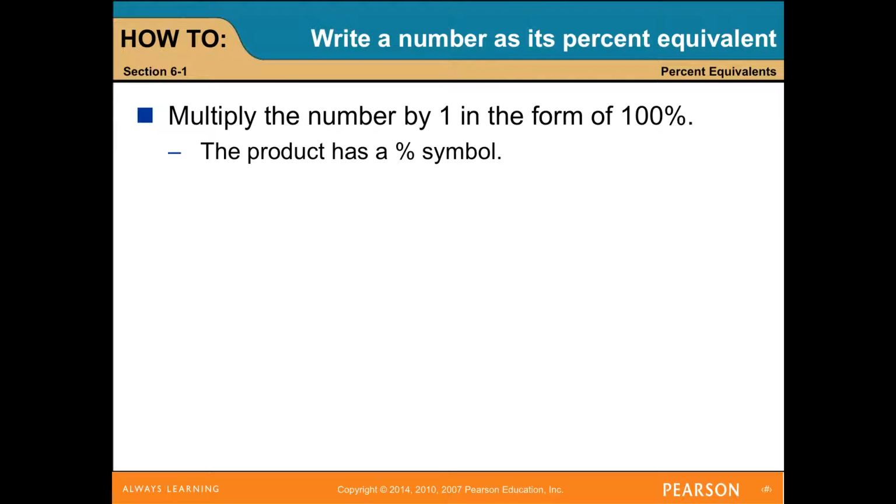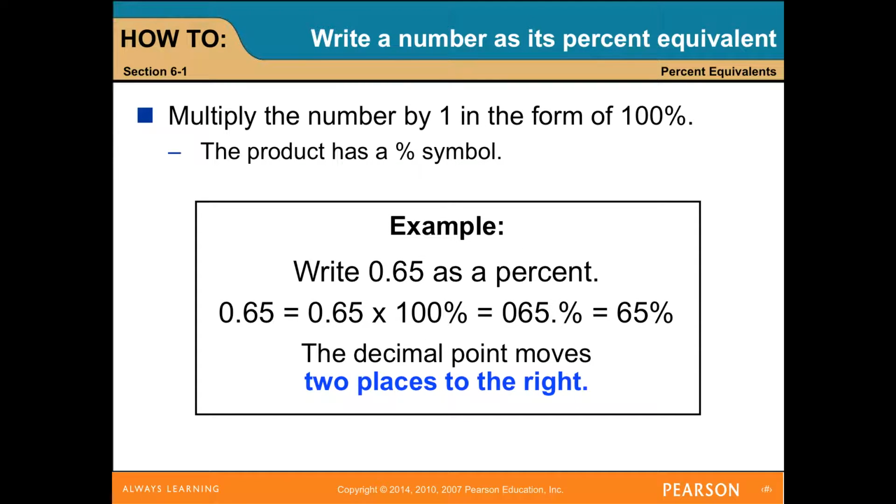Multiply the number by 1 in the form of 100%. The product has a percent symbol. Example, write 0.65 as a percent. All you need to do, when you're multiplying by 100, is take this decimal and move it 2 spaces to the right, okay? And then you add the percent sign. You can do it on a calculator too, 0.65 times 100%, and you'll get 65. Or just multiply by 100, and then you add the percent.